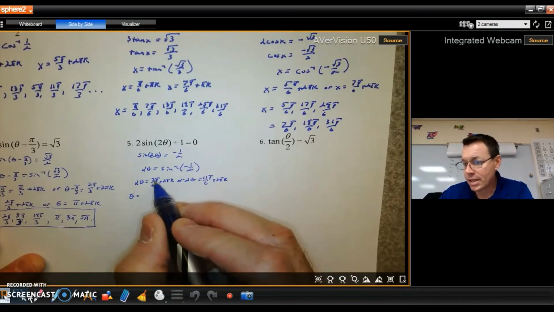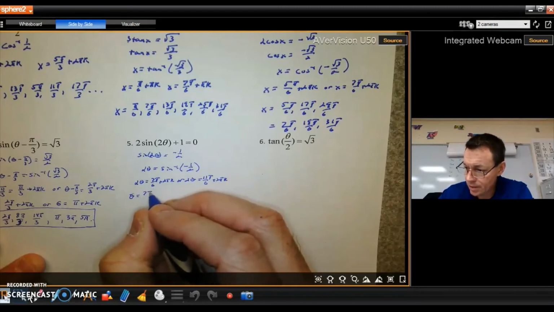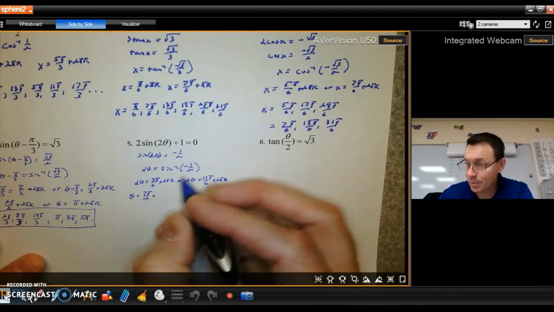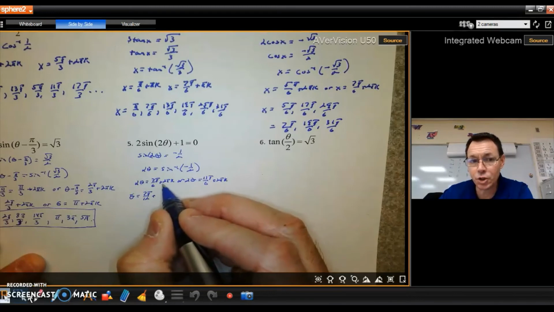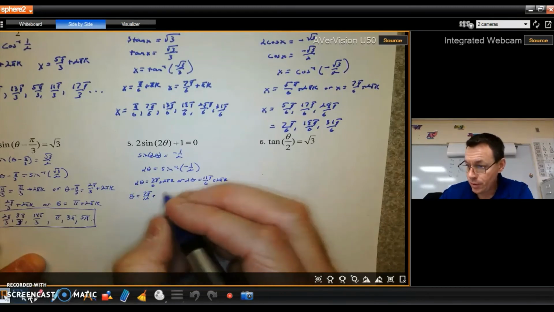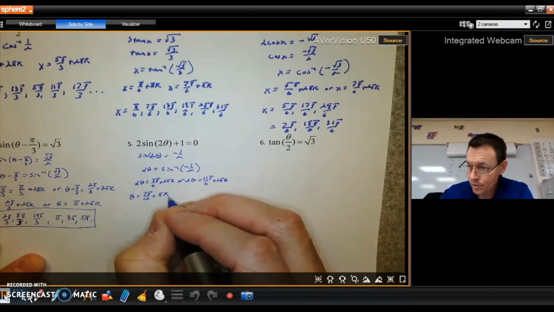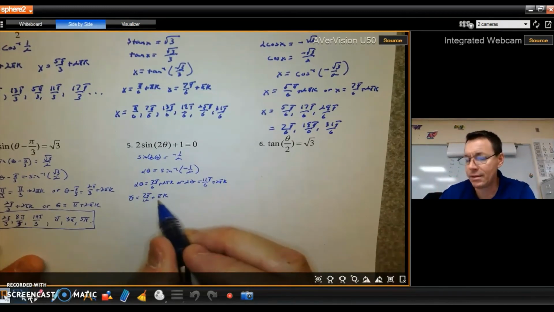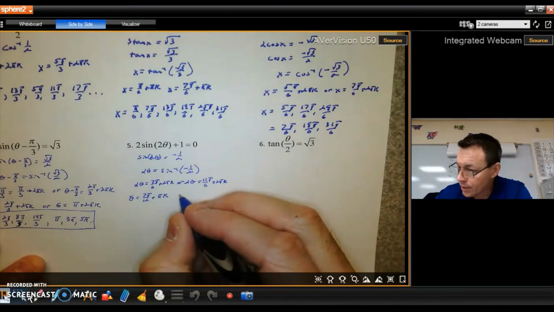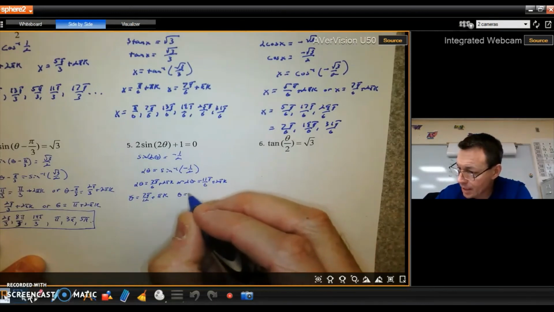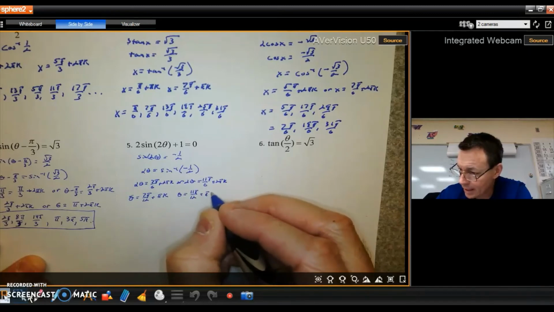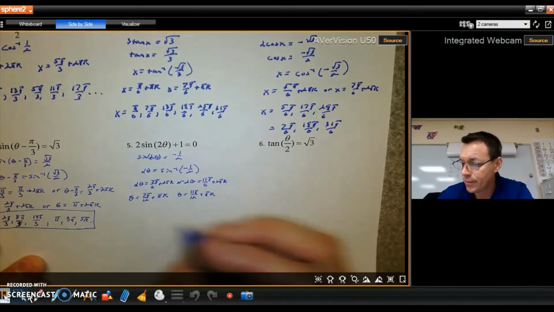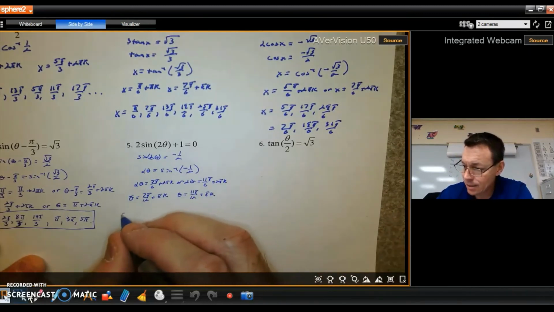I'm going to divide 7 pi over 6 by 2. So that's now 7 pi over 12. And I'm going to divide the 2 pi by 2. So that's just pi. So that's going to change those other answers that we get, because we're just going to be adding pi to this instead of 2 pi. Over here, I'm going to have 11 pi over 12 plus pi. So everything gets divided by 2. And now I need my 6 solutions.